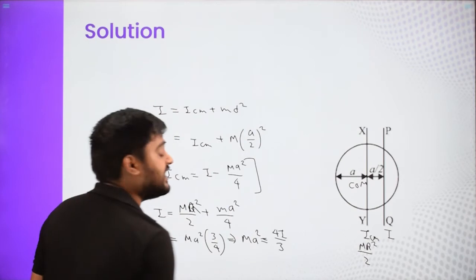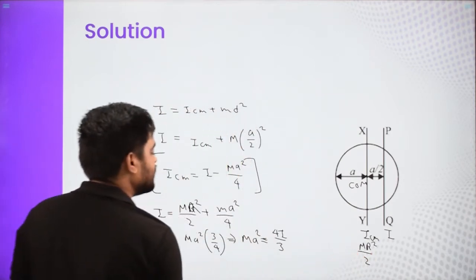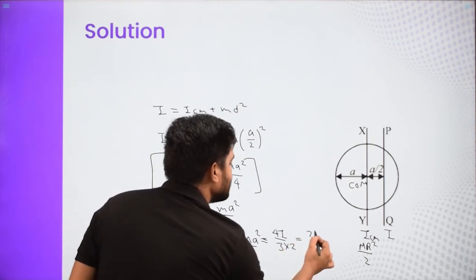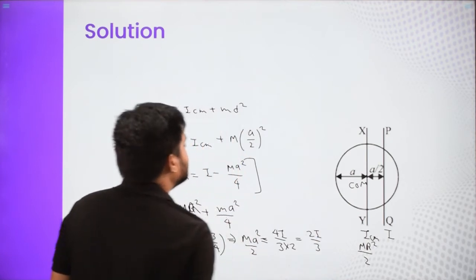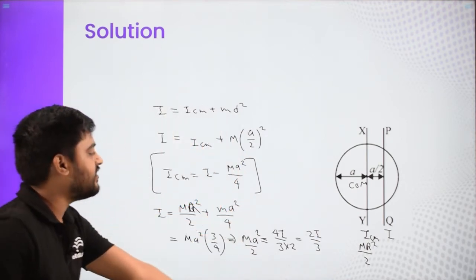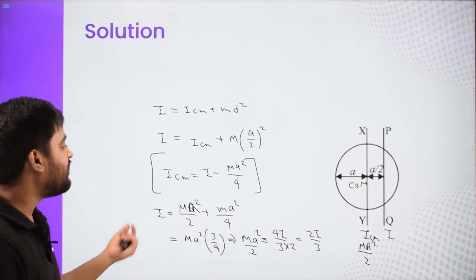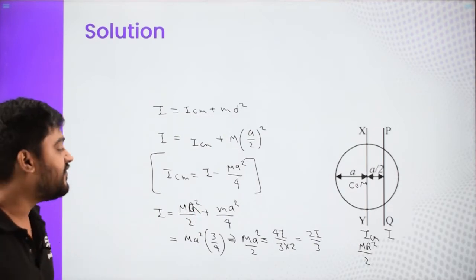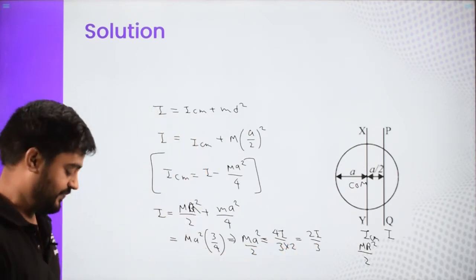Now what do we need to find? We needed to find MA square by 2. So MA square by 2 is going to be 2I by 3. Either you say this is the answer or that is the answer, depending on which options are given. If the answer is in terms of I, M and A, then we give the first answer. And if the answer is in terms of I only, then this is the answer you have to give.